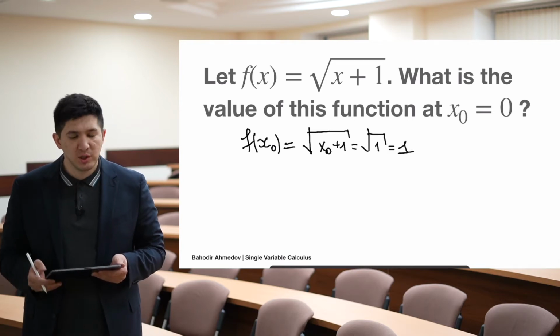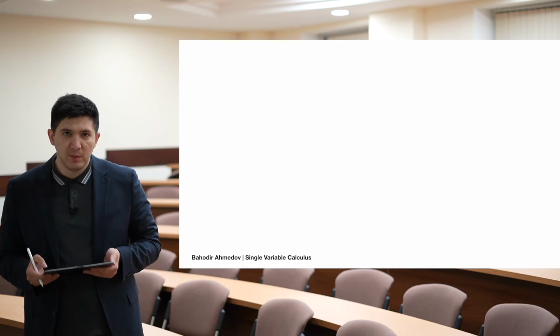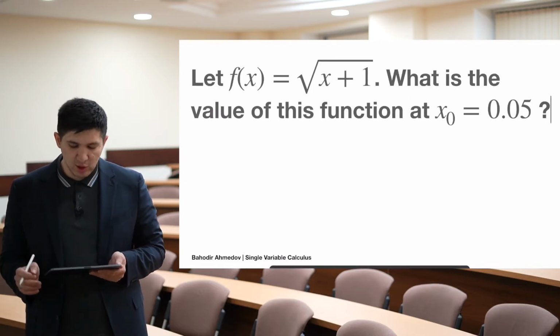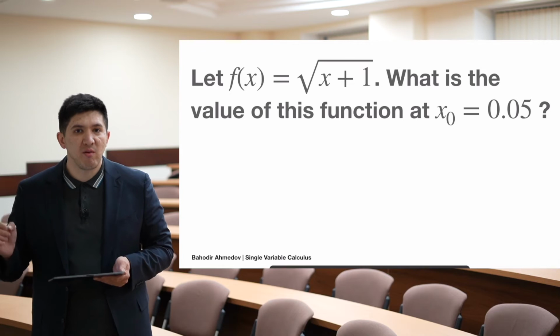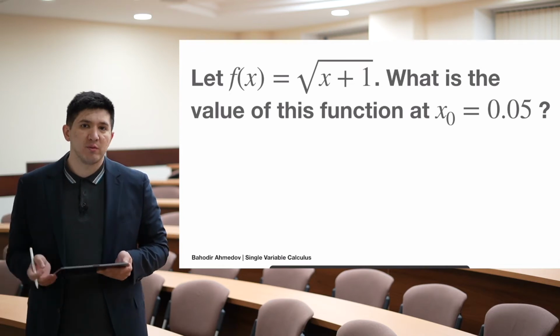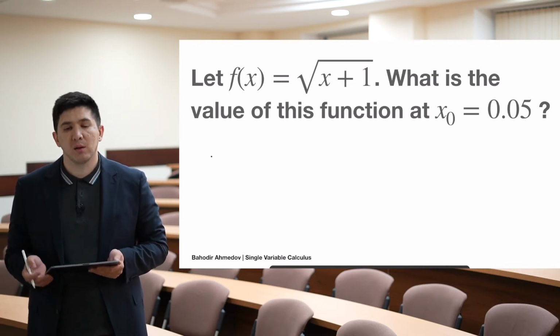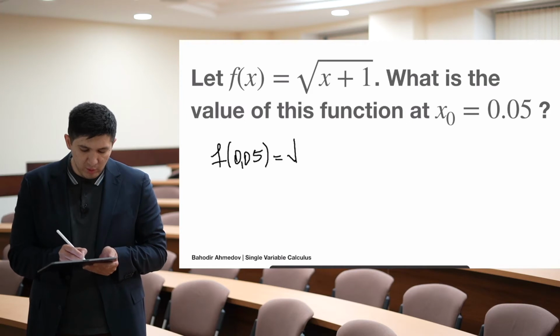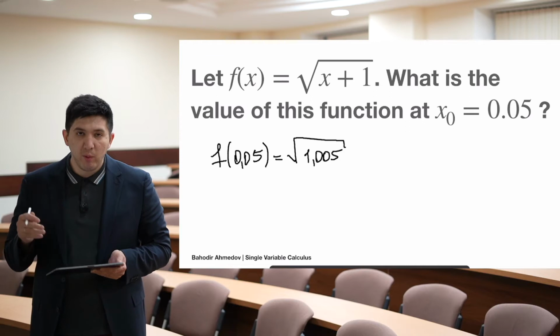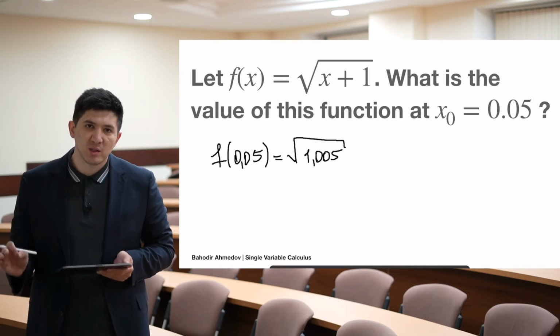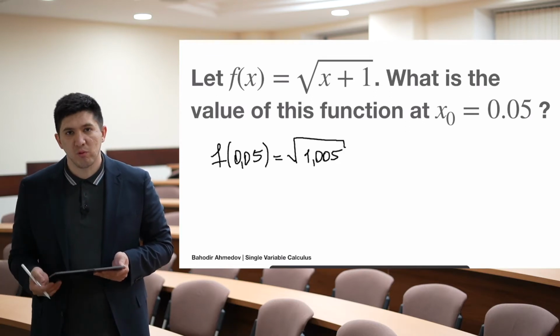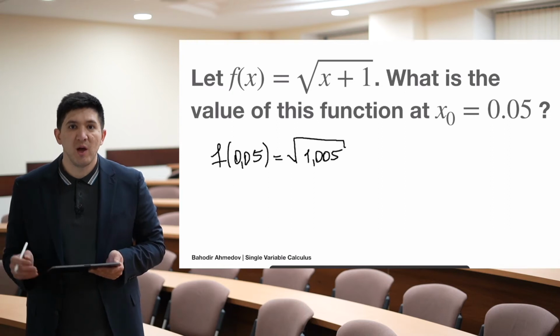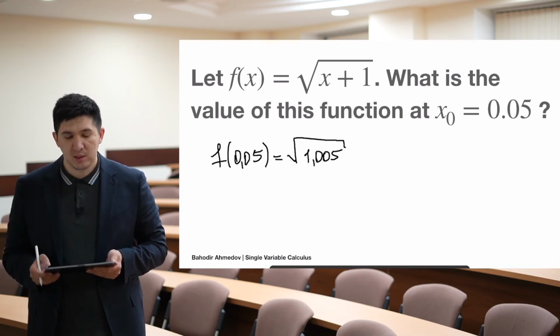So very much easy. But if I ask what is going to be the value of this function when x0 is equal to 0.005, then it's kind of difficult for us to evaluate this without a calculator. So you have to evaluate this at the point 0.005, which is going to be square root of 1.005. So what we want is to approximately evaluate the value of the square root of 1.005, and that's what we are going to discuss today.